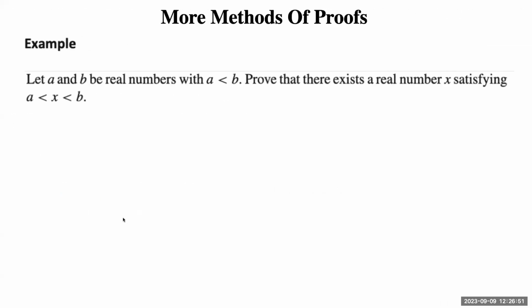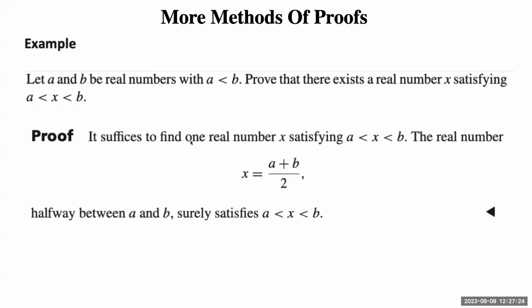So, for example, let A and B be real numbers with A less than B. Prove there exists a number X satisfying X is between A and B. So we know A and B are real numbers. We know that A is less than B. And we want to prove that there's some number X, we just have to find one that falls between A and B. So if I know A and B are real numbers and I know A is less than B, I want to prove for sure there's a number between A and B. And we only have to find one number that satisfies this.